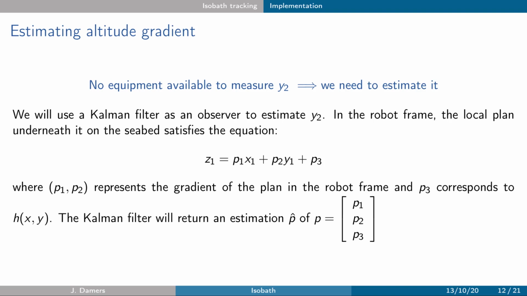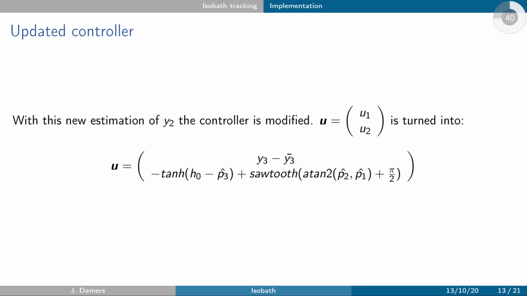If you want more details about this Kalman filter, I advise you to read the paper of Luc Jolin made for ISRC 2018. With this new estimation of Y2, the controller is modified slightly. So we still have U1 for the control of the depth, and here for the control of the yaw we've got H0 minus P hat 3, and Y2 is replaced here by the arctangent of P hat 2 and P hat 1.